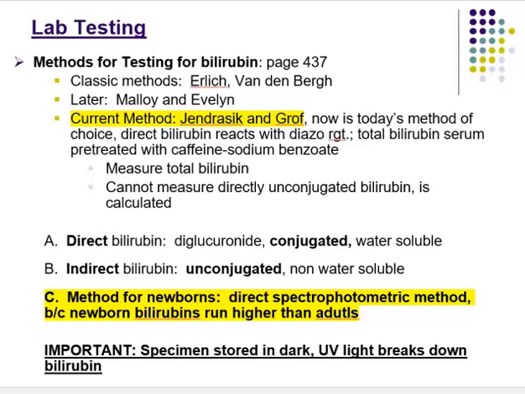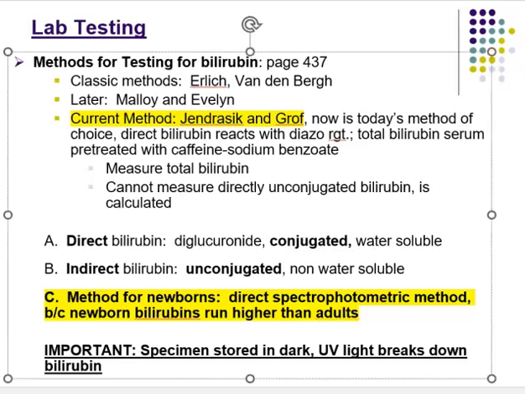So now let's talk about some testing methods for bilirubin. Some classic methods were the Ehrlich and the van den Bergh. Later methods include the Malloy-Evelyn, but the current method is the Jendrassik-Grof. It measures the total bilirubin. It cannot measure unconjugated bilirubin directly. It is calculated. Remember, our direct or conjugated bilirubin is water soluble, and our indirect or unconjugated bilirubin is not water soluble.